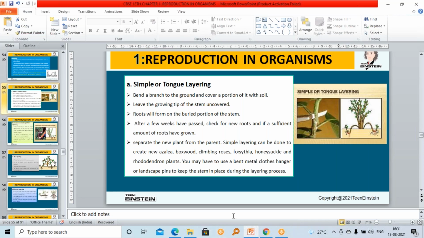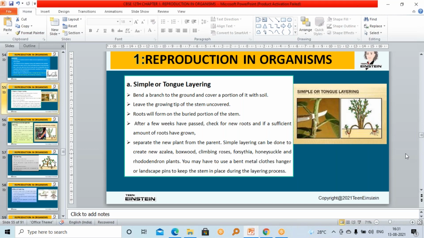Then after a few days, in the buried portion of the stem, root formation will start. Here you can see the root formation. After a few weeks, we can check whether the root formation is proper and sufficient or not. If it is sufficient, we can separate that part from the parental plant and grow it as a separate plant.